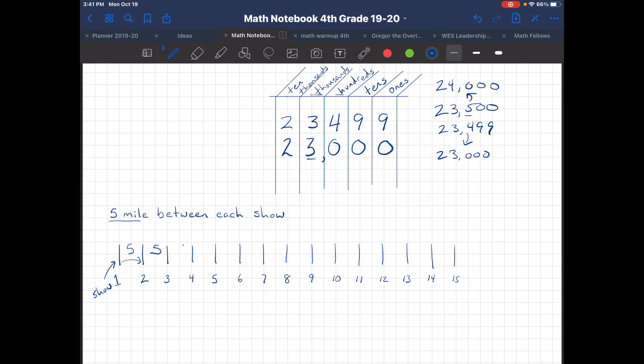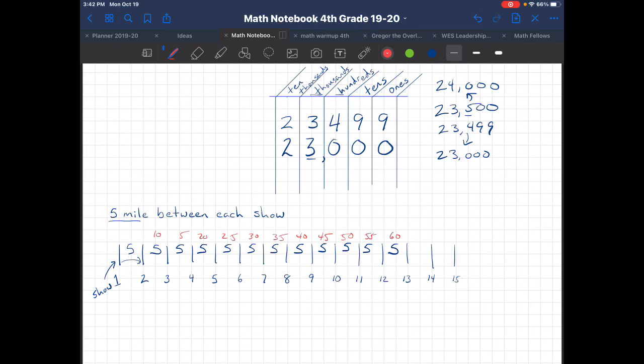So 5, 10, 15, 20, 25, 30, 35, 40, 45, 50, 55, 60. So it looks like they are at the 13th show by the time that they have gone 60 miles. Because here, I'll write this again for you. 5, 10, 15, 20, 25, 30, 35, 40, 45, 50, 55, 60.